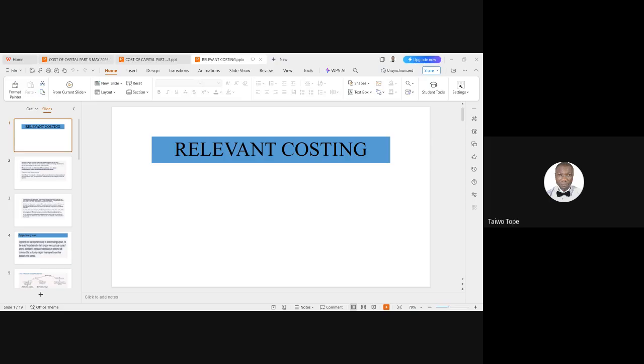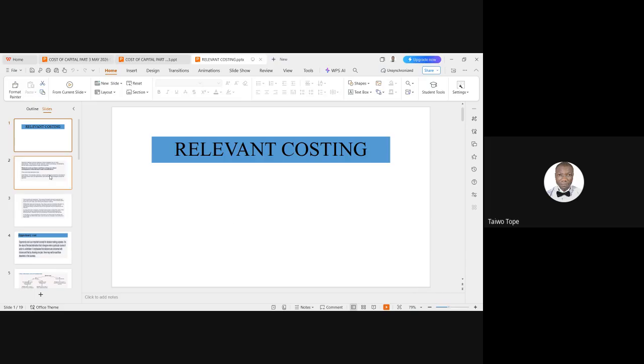So costs such as overheads, fixed overhead, variable overhead that will not change, take note, are not relevant unless what? Unless incremental in nature. So that is one thing we must look out for when solving questions on relevant costing.